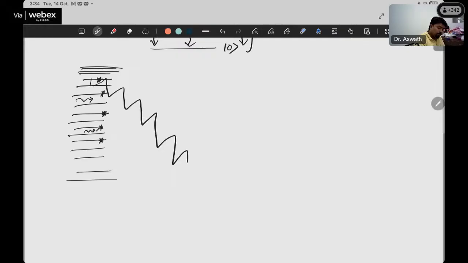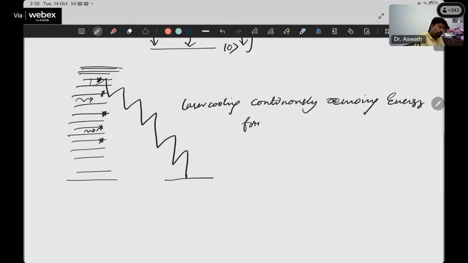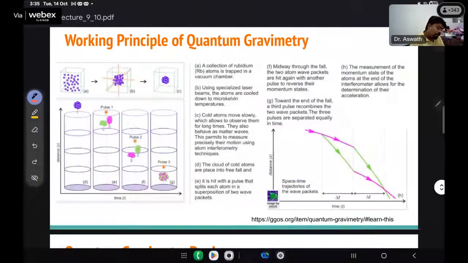So they come down all the way to absolute zero or very low temperature, which is required in the first place. So this is what laser cooling involves. Three atomic levels. Laser cooling continuously removes energy from a system. So that is how you can do that.